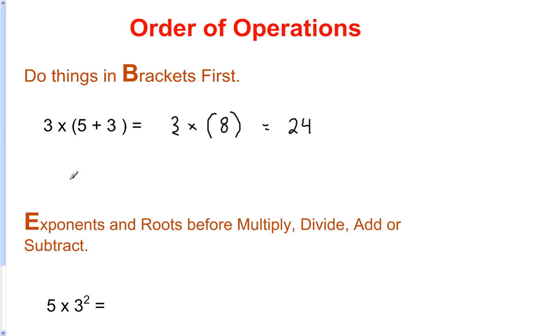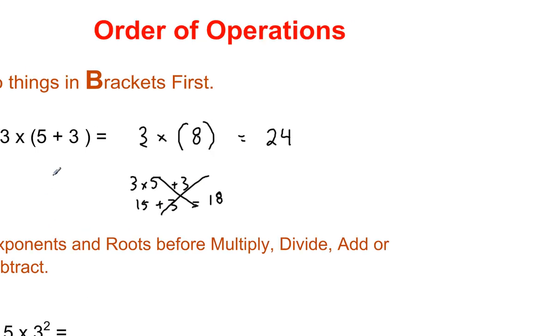Now, let's just look here. If I had done this without order of operations, if I had done 3 times 5 first and then added 3, what I'm going to get is 15 plus 3, which is 18, which is the wrong answer. That's why it's very important to do proper order when you're dealing with order of operations.